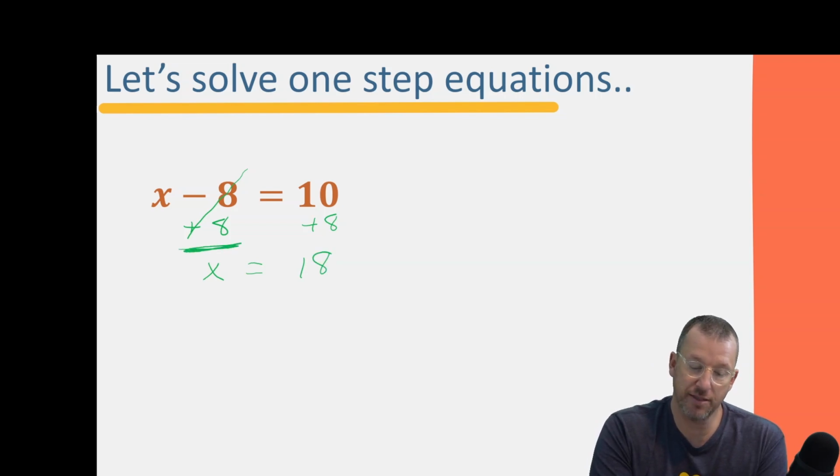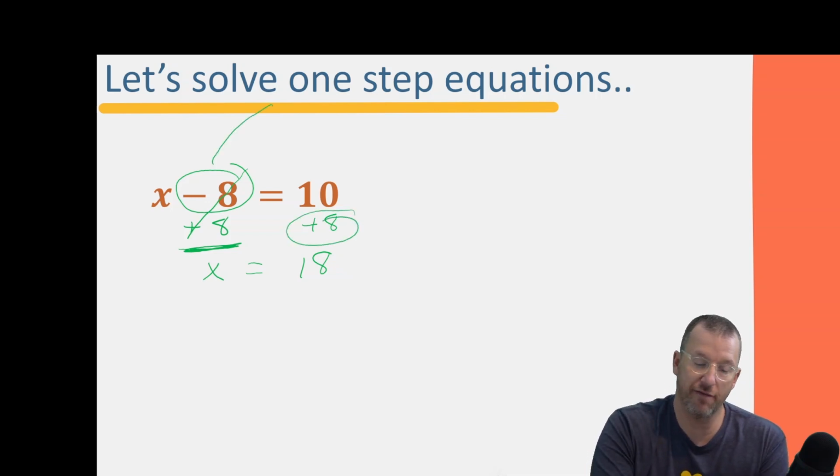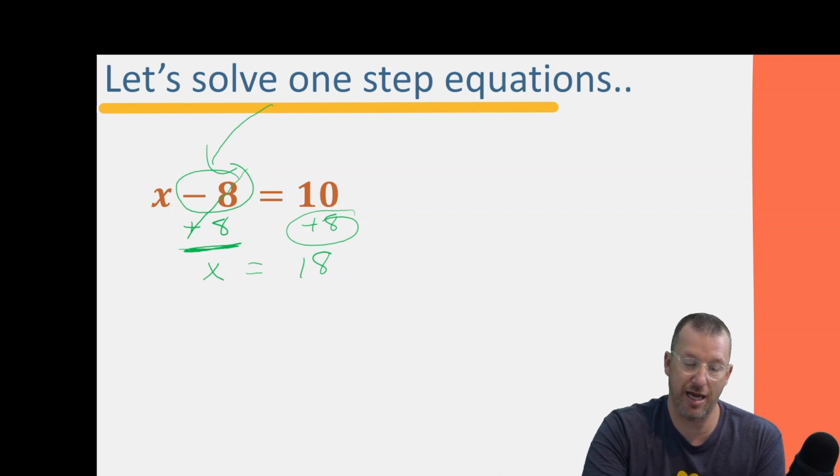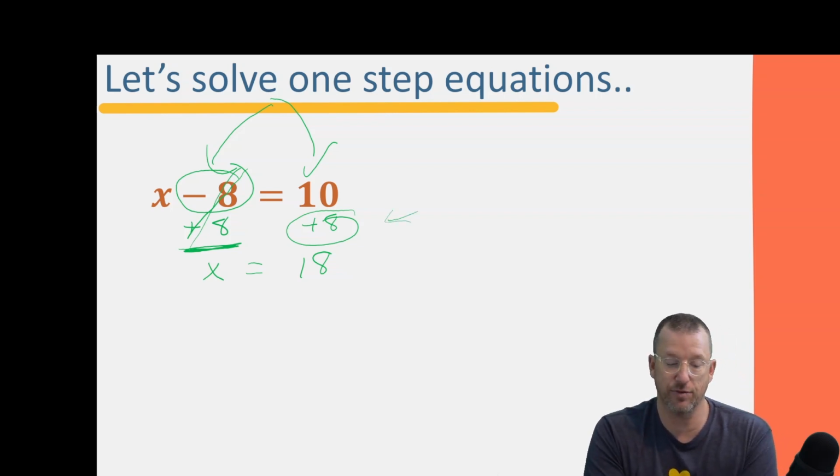Why did I do positive 8 right here? Because this was subtracting 8. And why did I do positive 8 over here? Because whatever I do to one side of the equation, I have to do to the other side of the equation. And so once you cancel that out, negative 8 and a positive 8 is 0. And then you add your 8 over here, you're going to get x equals 18.